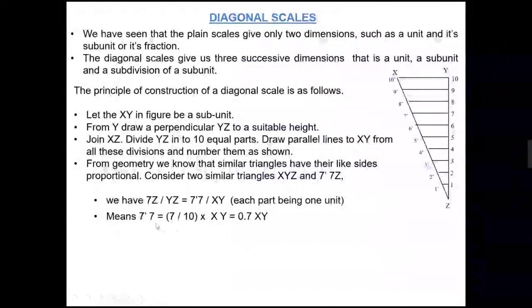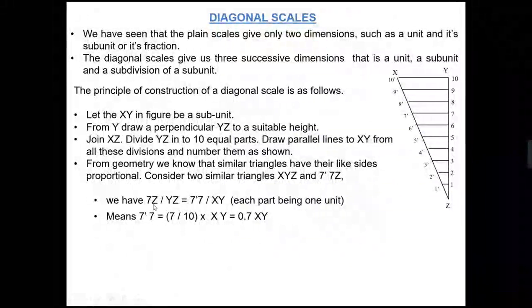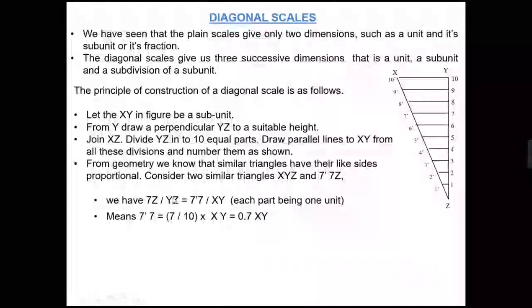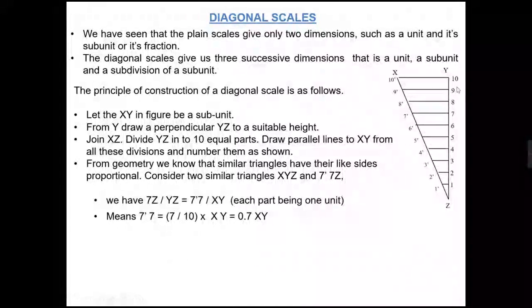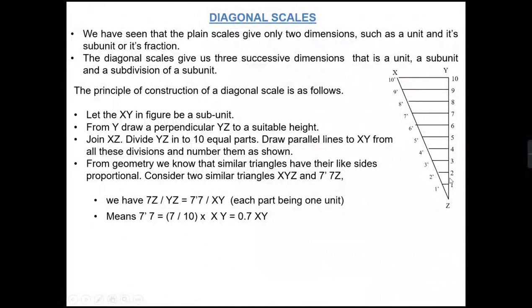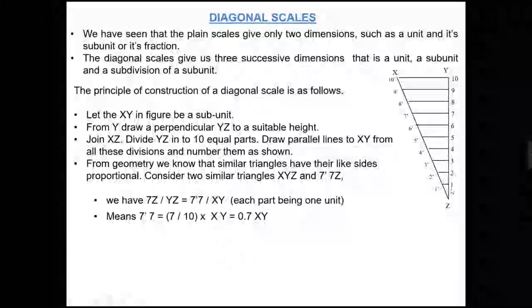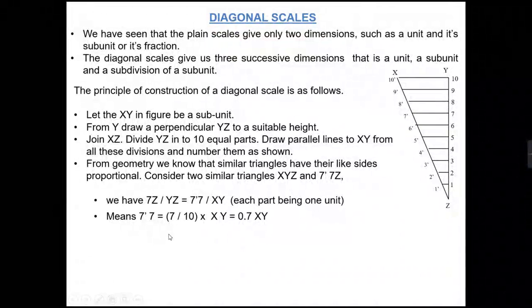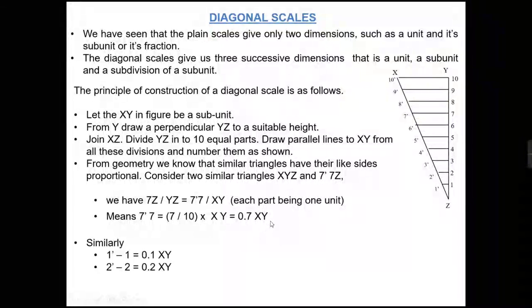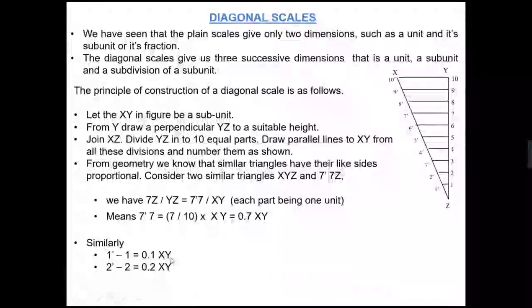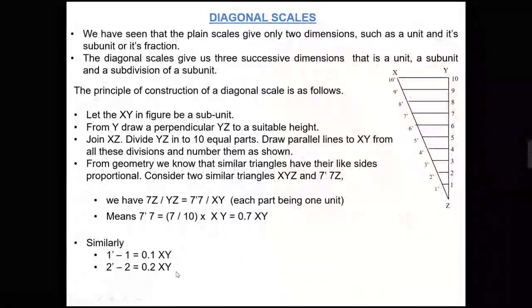Okay, so 7 dash equal to 7z divided by yz into xy, and 7z divided by yz is nothing but 7 by 10. Okay, because I have divided the yz into the 10 equal parts, so the ratio of 7z divided by yz is nothing but the 7 by 10. So 7 dash is nothing but the 0.7 xy, right? Similarly, you can say the 1 dash is nothing but the 0.1 xy. 2 dash is nothing but the 0.2 of xy.